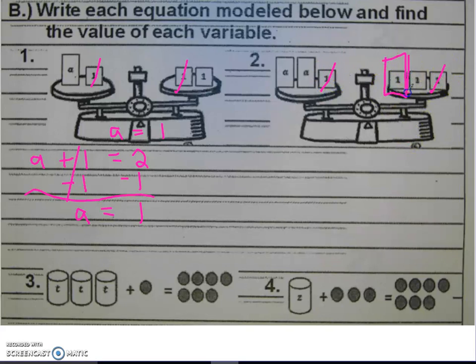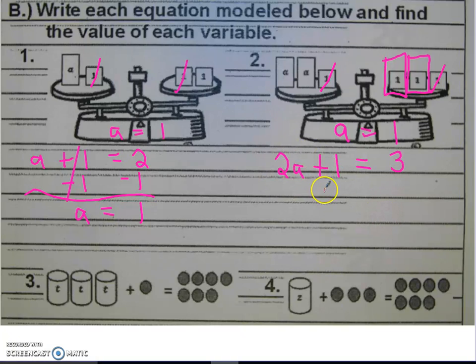Okay, here, this can cancel, this can cancel. I need 2 equal groups, so here's a group and here's a group. There's 1 in each group, so a equals 1. If we write this out, this is 2a plus 1 equals 3.